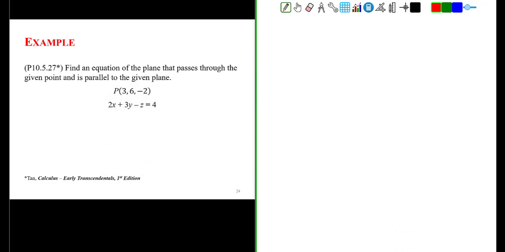Let's do an example where we have to find an equation of the plane that passes through the given point and is parallel to the given plane. Well, the given plane has an equation given by 2x + 3y - z = 4. A vector that is normal to the plane is given by the coefficients of the variable terms.